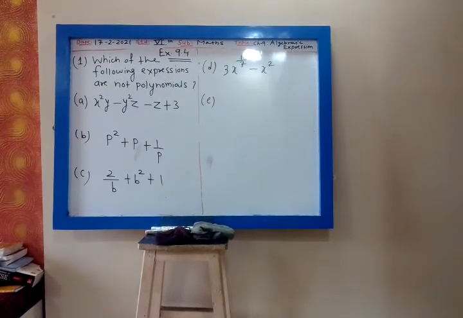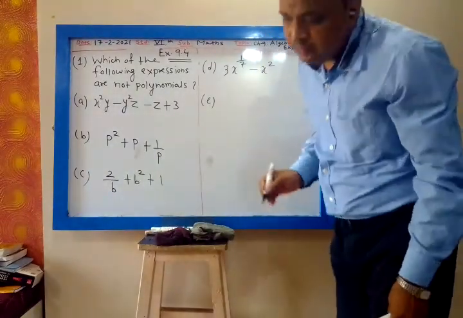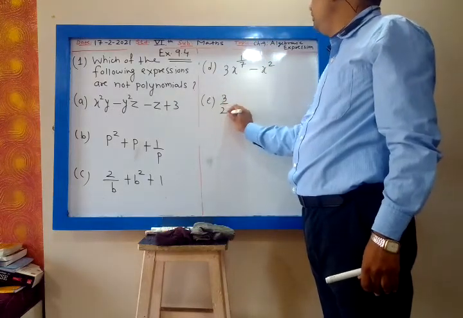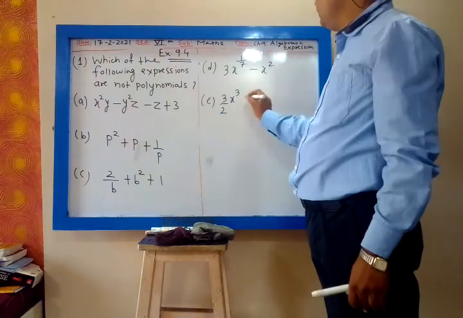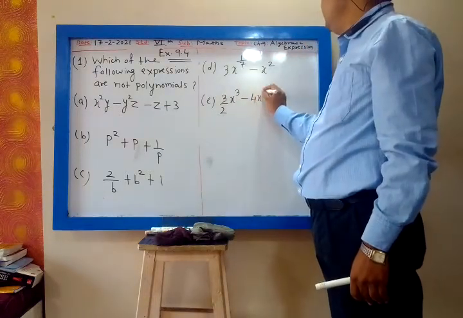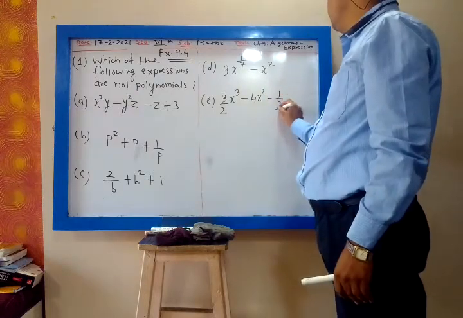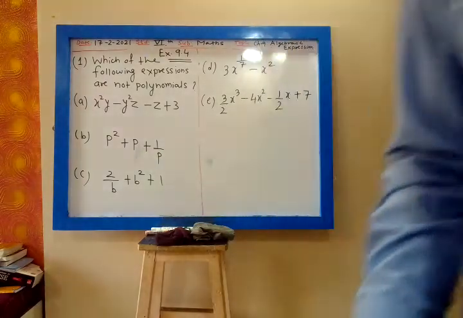Then E, 3 upon 2 x cube minus 4x square minus 1 by 2x plus 7.